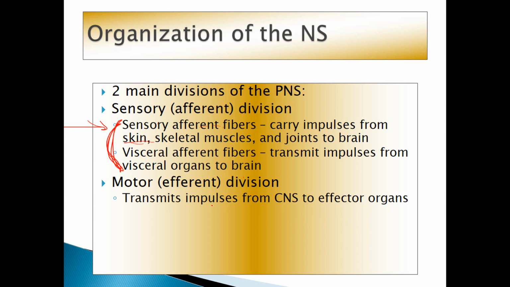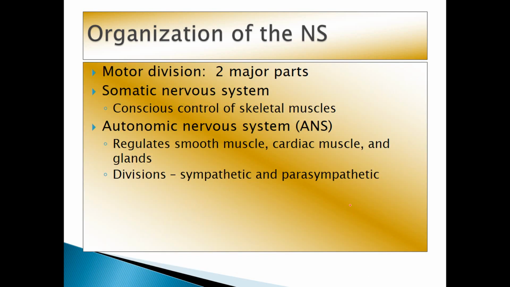Motor transmits impulses from the CNS to the effector organs. This we're going to subdivide based on what those effector organs are. So this motor division, we know that we have 2 major parts. And we should kind of already know this because we know that we have voluntary control over skeletal muscle and involuntary over everything else. So the somatic nervous system is our voluntary or conscious control of skeletal muscles.